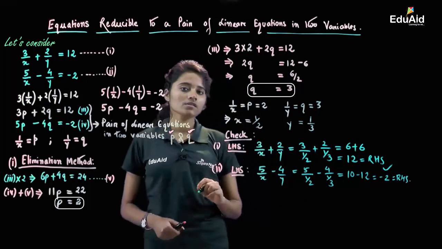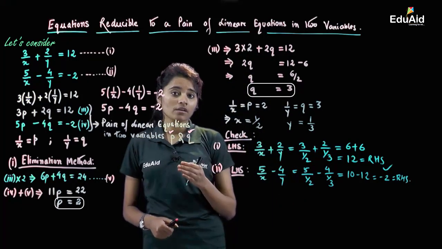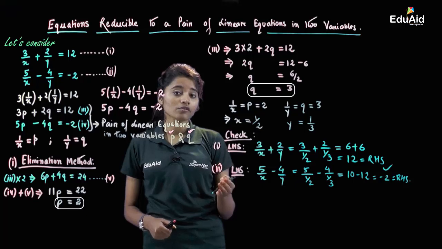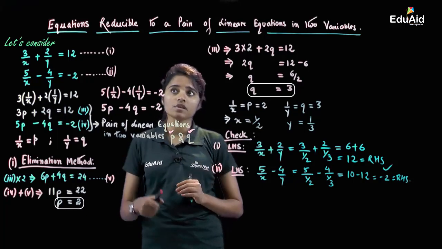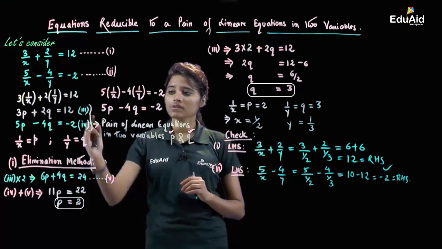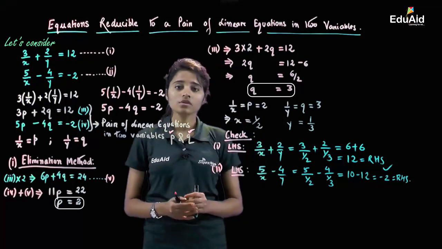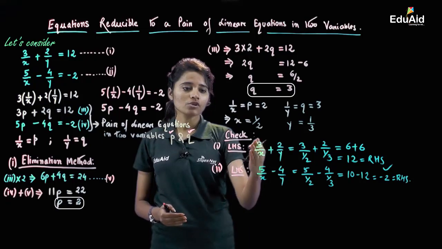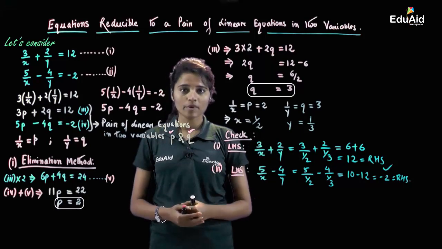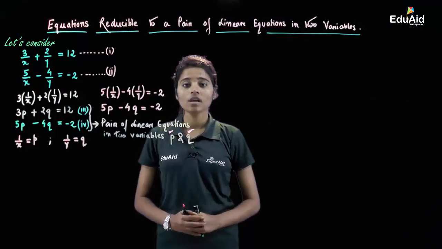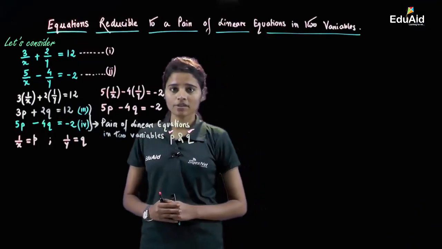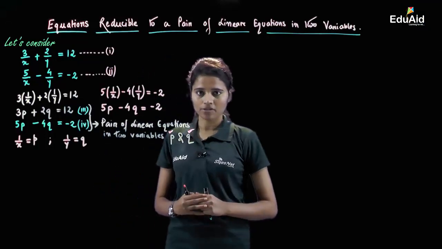Thus, we see that yes, the equations which we had earlier were not linear. We have converted them, reduced them to a pair of linear equations. This is the pair, and finally, using the elimination method, we have found the solution: x is equal to half, y is equal to 1 by 3. Now, let us go to the second method, which is the substitution method.